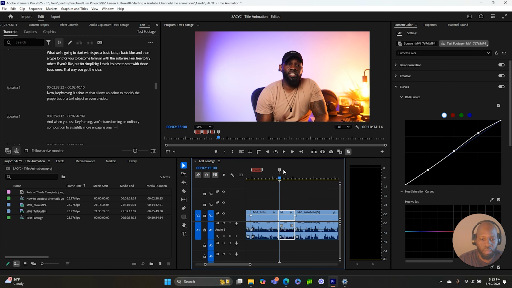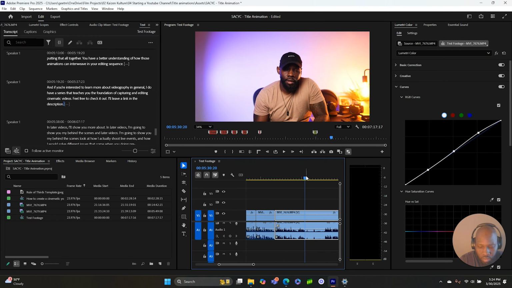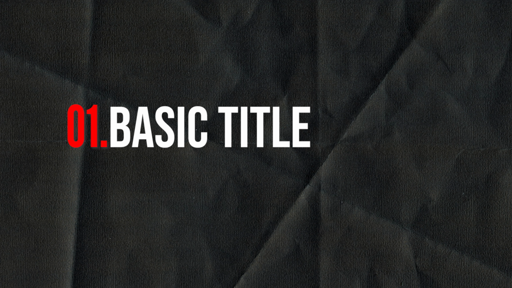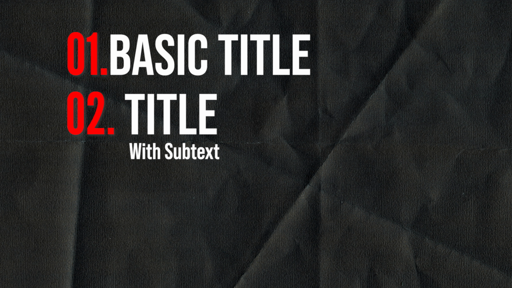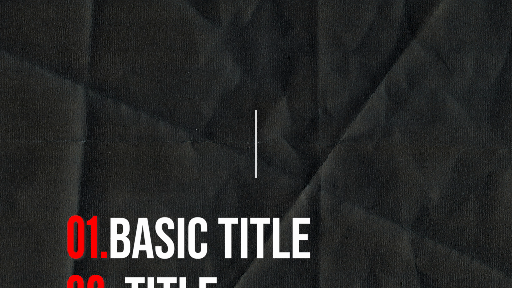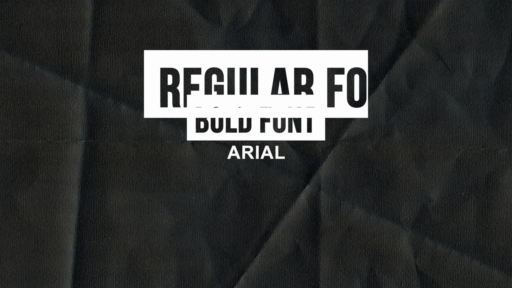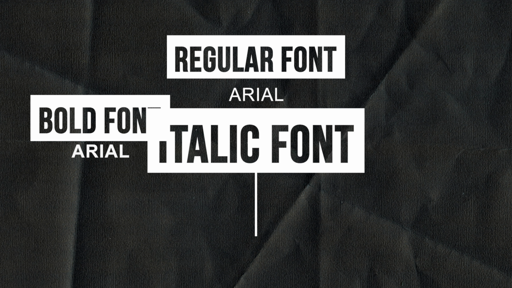So let's get started. In this sequence, I cut down a 10-minute talking head video to about 5 minutes, and I marked the sections where I need to add titles. What we're going to do is create 3 title animations. One, a basic title. The second one, a title with a subtext. And then last, a lower third title with a subtext. Now there are 4 font styles you're usually going to need when you're trying to create title animations: a bold font, a regular font, an italic font, and a stylized font.